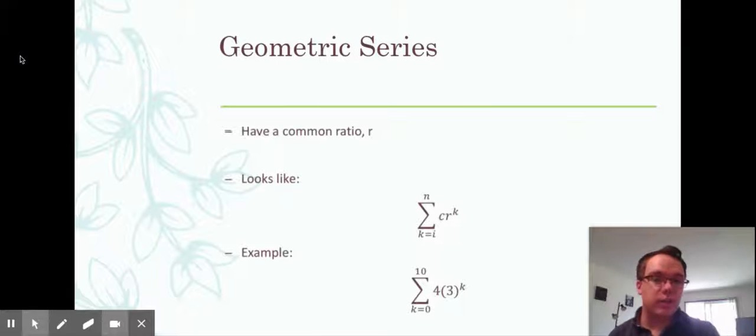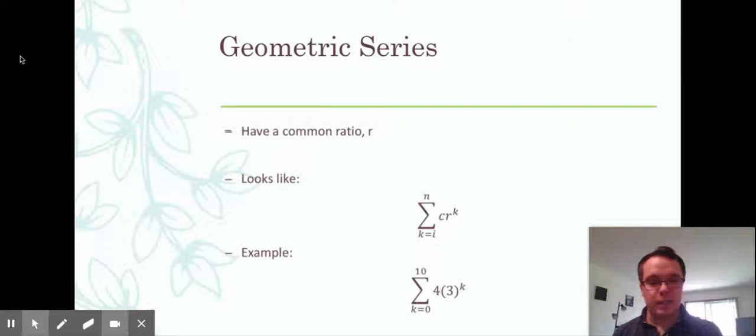So our geometric series, remember, have a common ratio r. And so what those are going to look like is taking a constant times that common ratio r to the k power or the k minus 1 power. So our example here is the first 0 to 10 terms of 4 times 3 to the k power. So these look more like the exponential functions that we're using when we're talking about logs, because they are going to grow exponentially quick. All right, so that's the difference between an arithmetic and a geometric series.